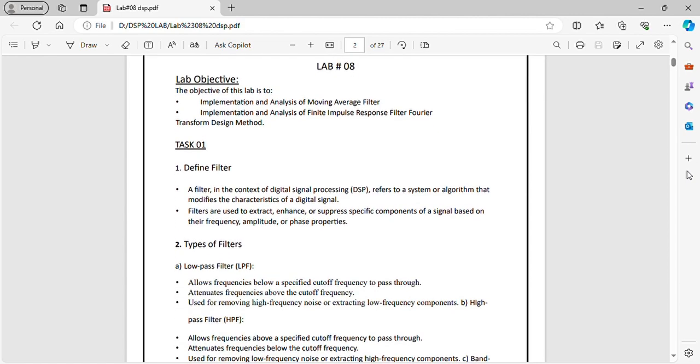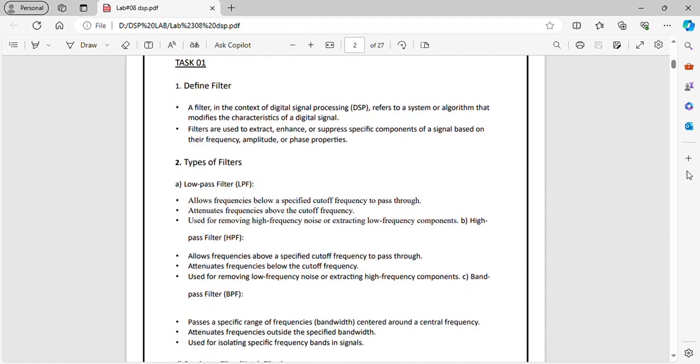In Task 1, which is to define a filter: a filter in the context of DSP refers to a system or algorithm that modifies the characteristics of a digital signal. Filters are used to extract, enhance, or suppress specific components of a signal based on their frequency, amplitude, or phase properties.